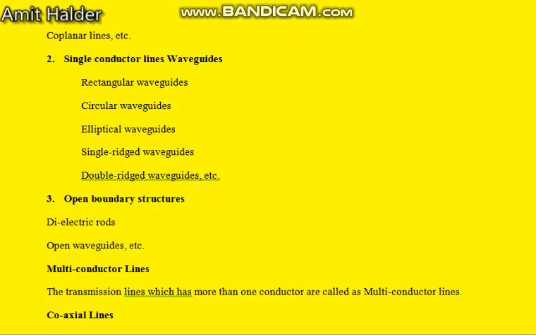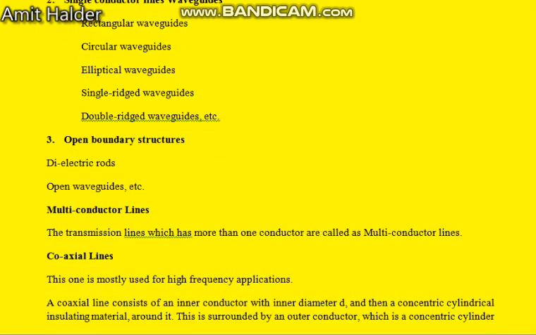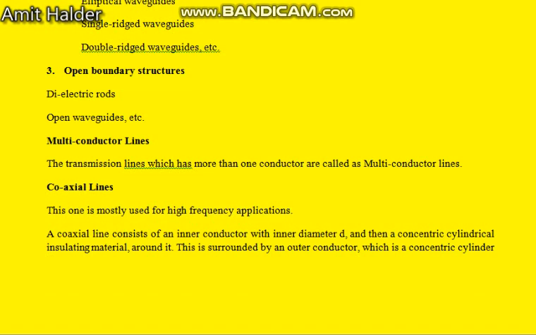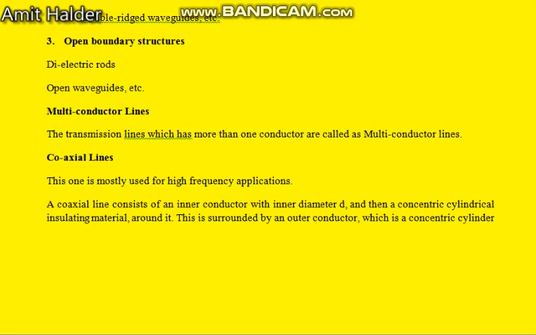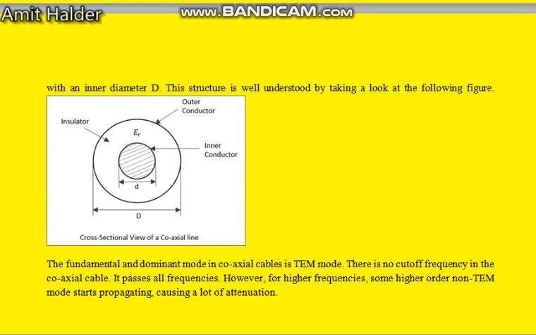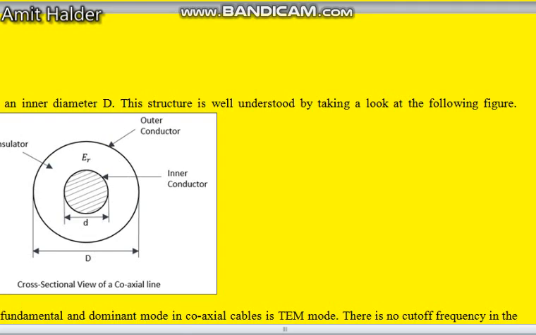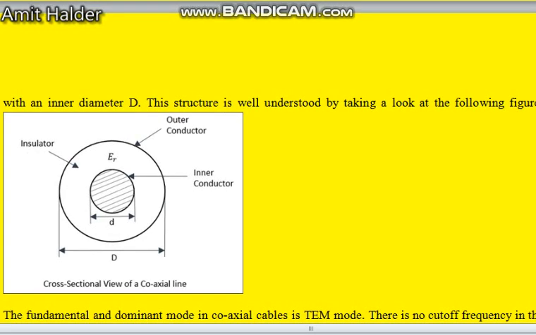As you can see, the transmission lines which have more than one conductor are called multi-conductor lines. And here you can see there is a coaxial line. For example, we can take coaxial lines. This one is mostly used for high frequency applications. The coaxial line consists of an inner conductor, inner diameter. Go through the internal structure, you will understand this. This is the basic structure of a coaxial line. Let us zoom into this part to understand it.